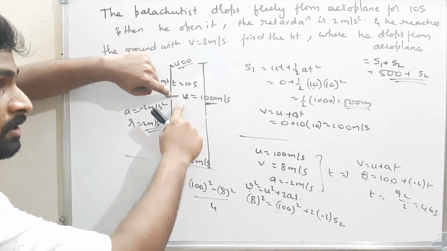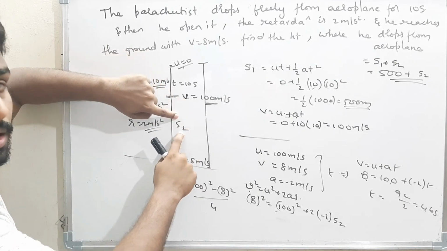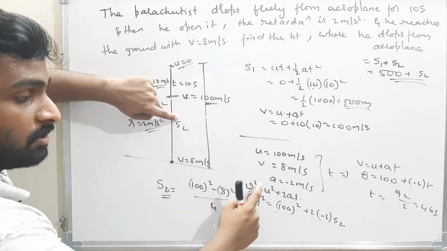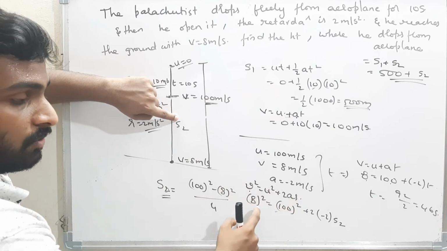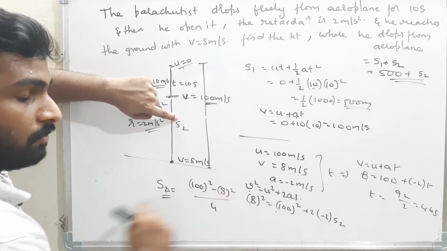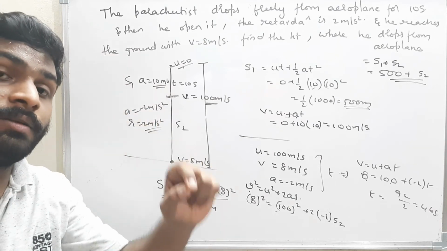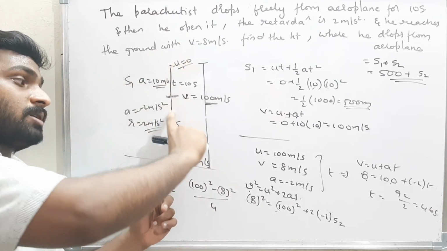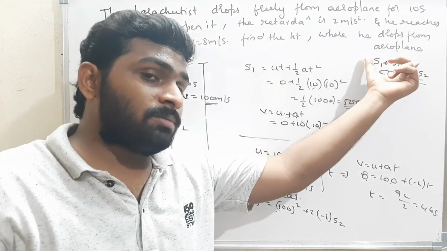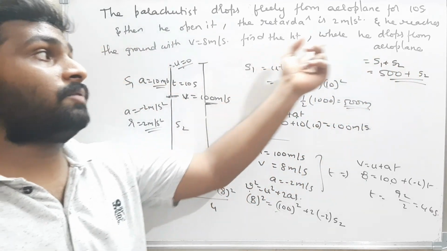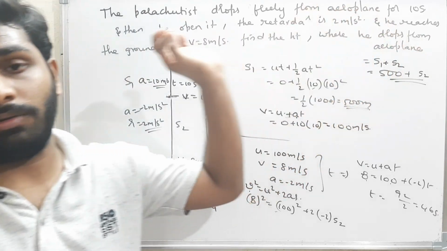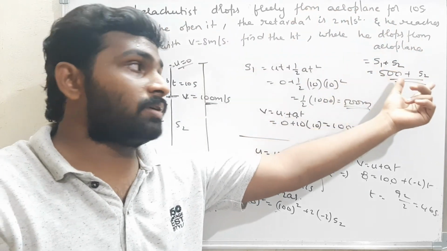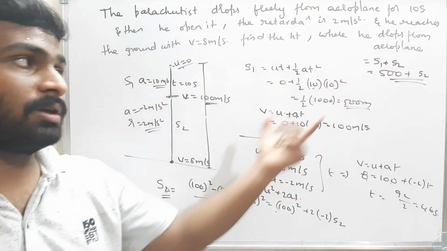Now, in that process, what is the distance traveled? That is s2. What is s2? I got it by the equation v square is equal to u square plus 2as. Therefore, s I got as (100 square minus 8 square) by 4. What is the total height from where he dropped? Height is s1 plus s2. If you find s1 plus s2, you will get the height from where he drops from the aeroplane to the ground. Find the s2 value, keep it there, and you will get the answer.